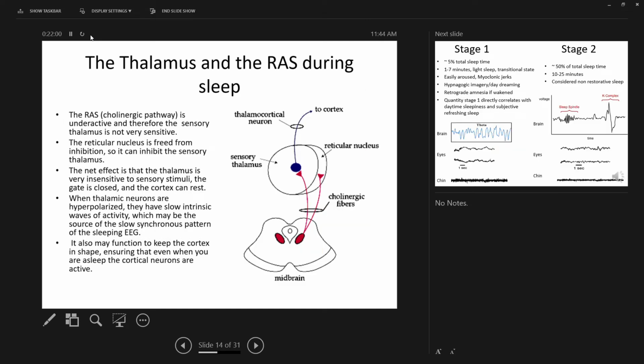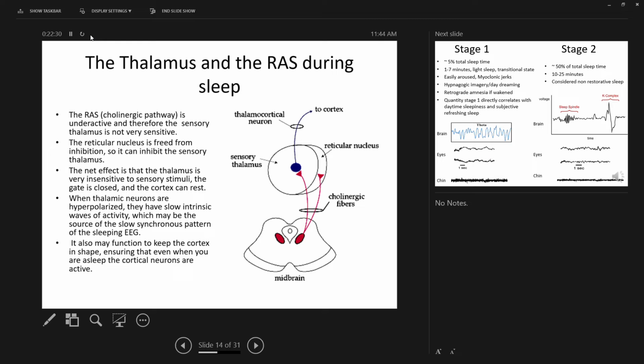And what about sleep? Well, the RAS, the cholinergic pathway here, is underactive, and therefore the sensory thalamus is not very sensitive. The reticular nucleus is freed from inhibition, so it now can inhibit the sensory thalamus. So the net effect is that the thalamus is very insensitive to sensory stimuli because the gate is closed and the cortex can rest.